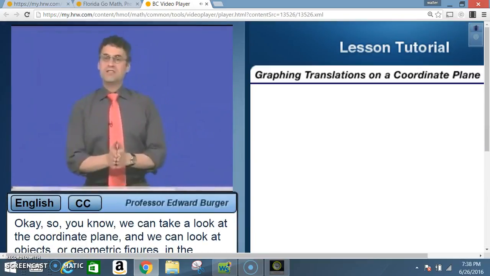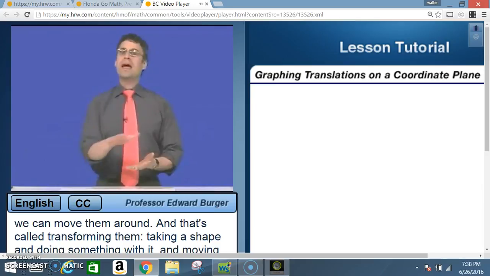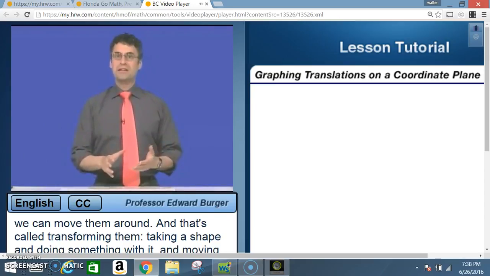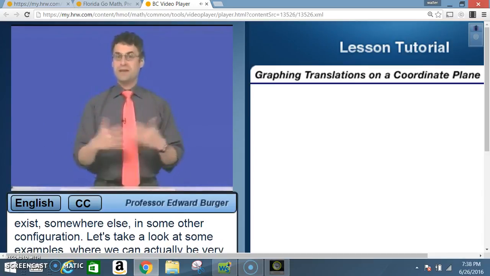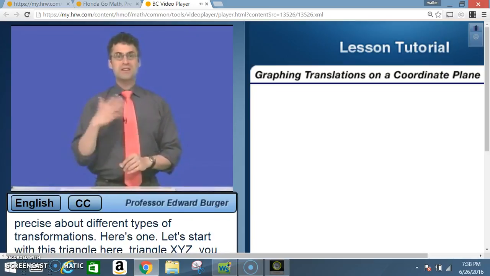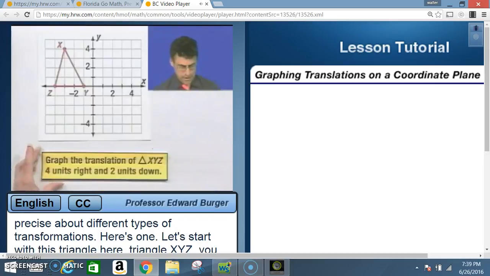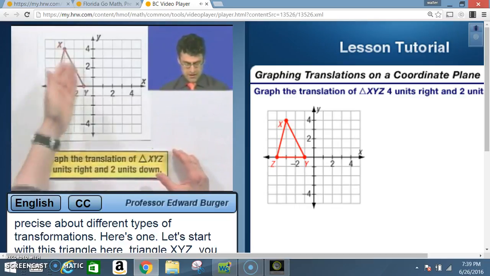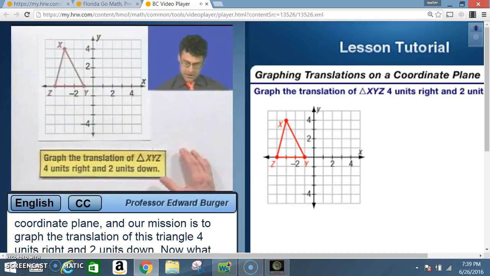Okay, so we can take a look at the coordinate plane and we can look at objects or geometric figures in the coordinate plane and move them around. That's called transforming them: taking a shape and moving it or having it exist somewhere else, in some other configuration. Let's take a look at some examples where we can be very precise about different types of transformations. Here's one. Let's start with this triangle, triangle XYZ. You can see it here in the coordinate plane. Our mission is to graph the translation of this triangle 4 units right and 2 units down.